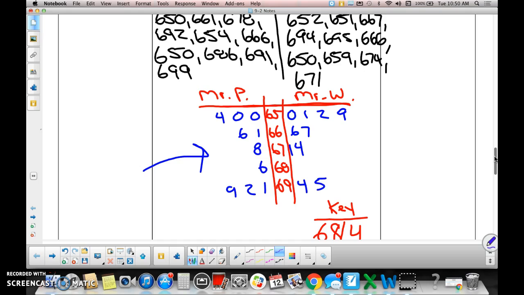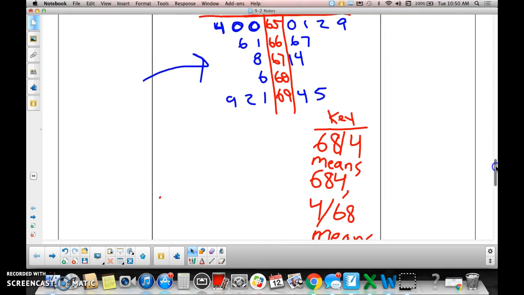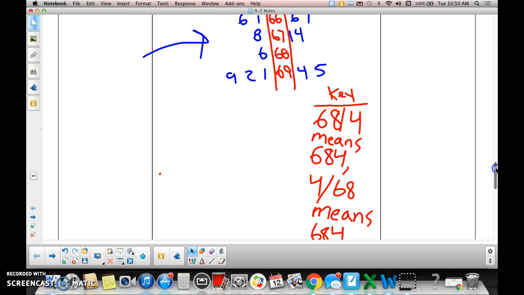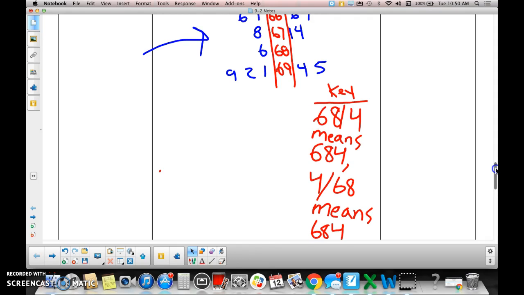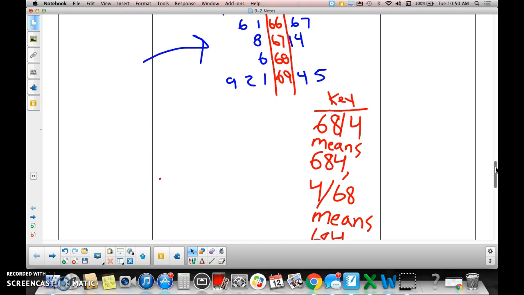So as you can see here on Mr. P's side, we've got a 650, we've got a 650, we've got a 654. So it's a little bit backwards than what you're used to when you write or read. Key. What is unique about the key on a back-to-back stem and leaf plot, Matthew? You have to have two of them. One which gives an example for the stem and the leaf on the right, and one gives an example for the stem and the leaves on the left.